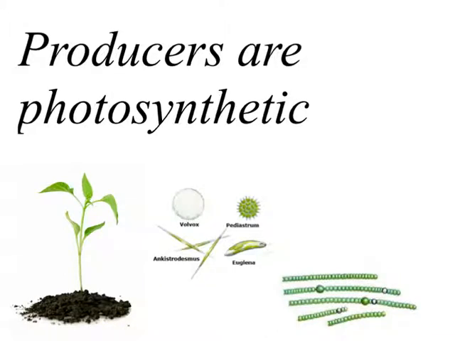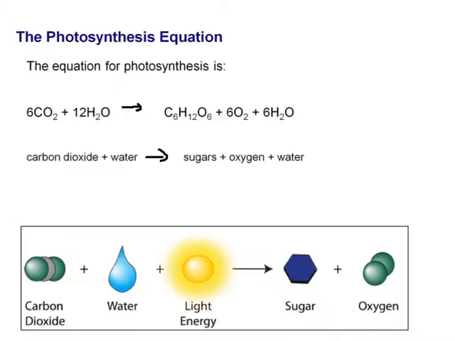Photosynthesis occurs in all producers. Producers are most commonly plants, that's probably the one that you know, but there are also photosynthetic protists and photosynthetic bacteria. Any of those can carry out the processes of photosynthesis.